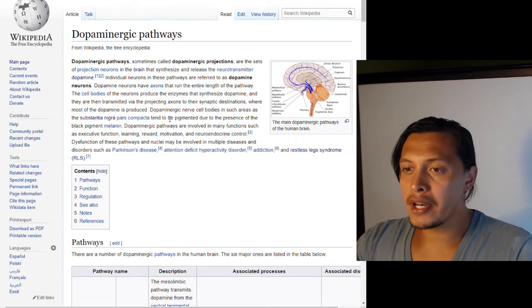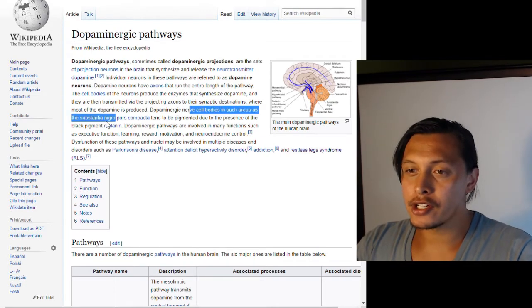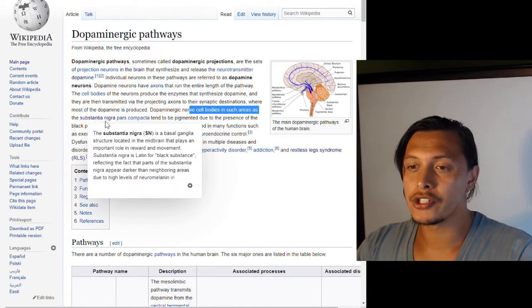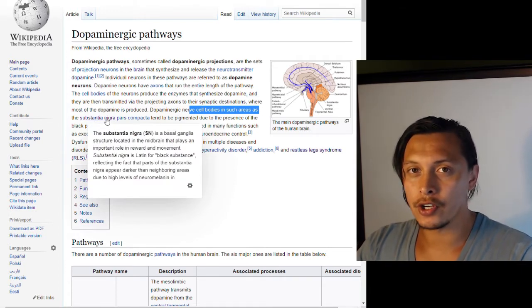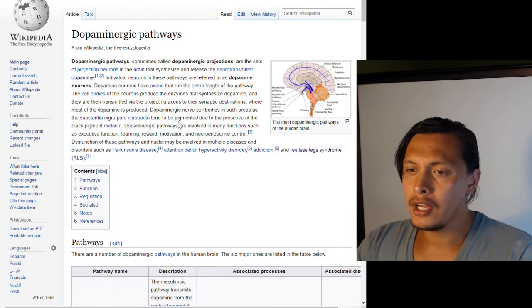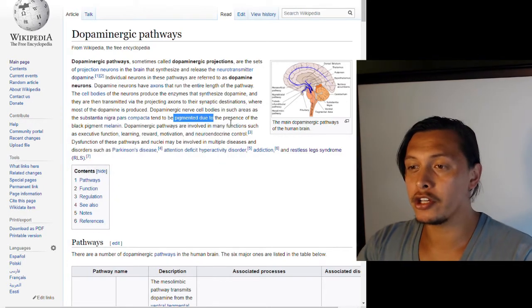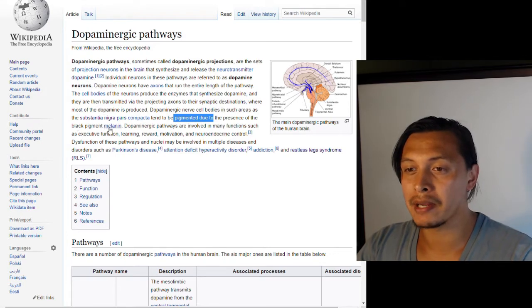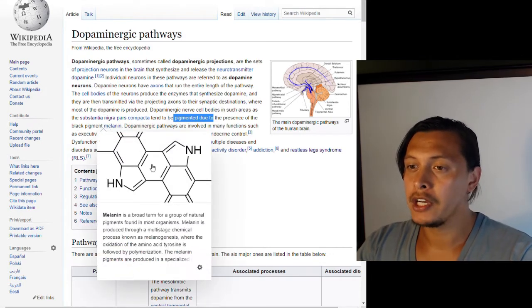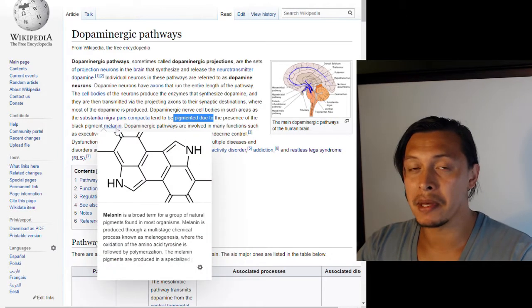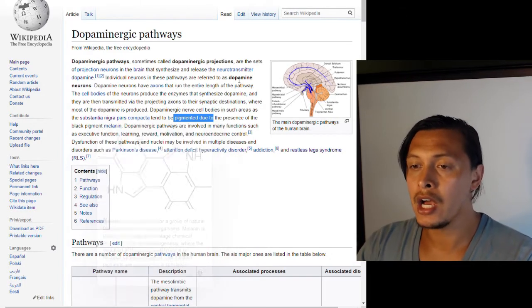So these dopaminergic nerve cell bodies in such areas as the substantia nigra, which I've done another video on before, I believe. The substantia nigra pars compacta, they tend to be pigmented due to the presence of the black pigment melanin. So they're called this because they have melanin in them that makes them darker than the surrounding tissue.